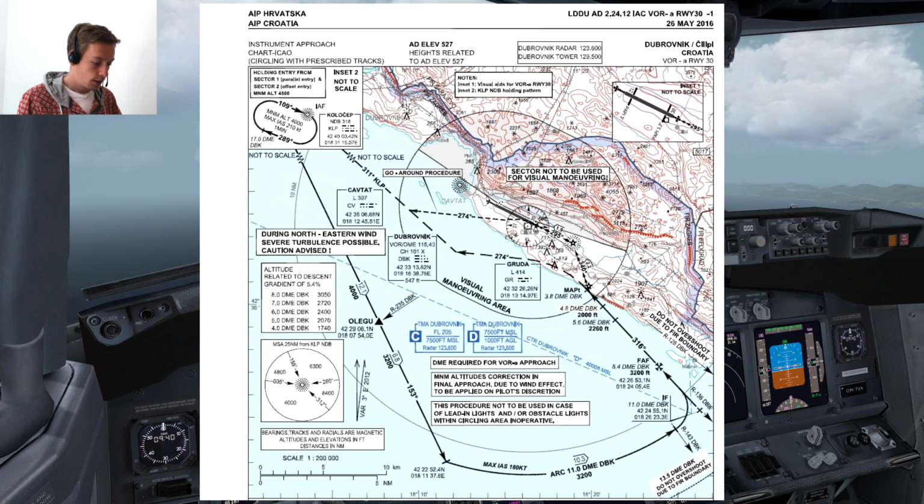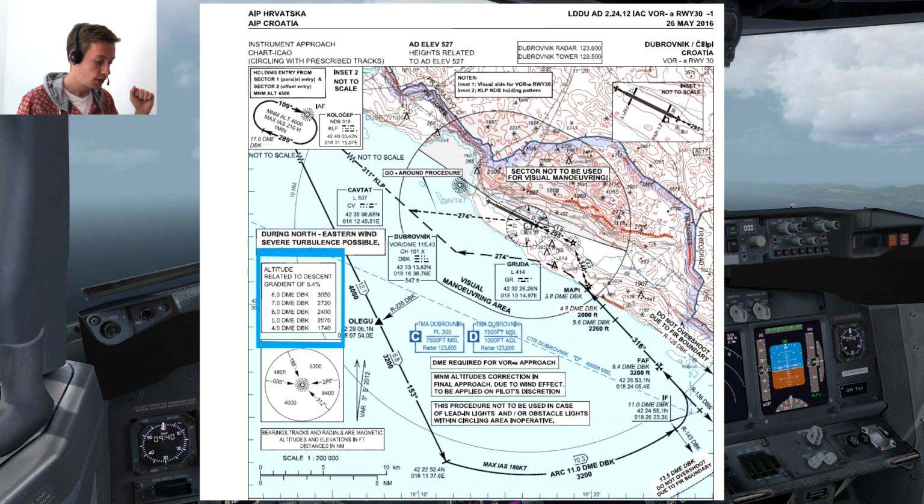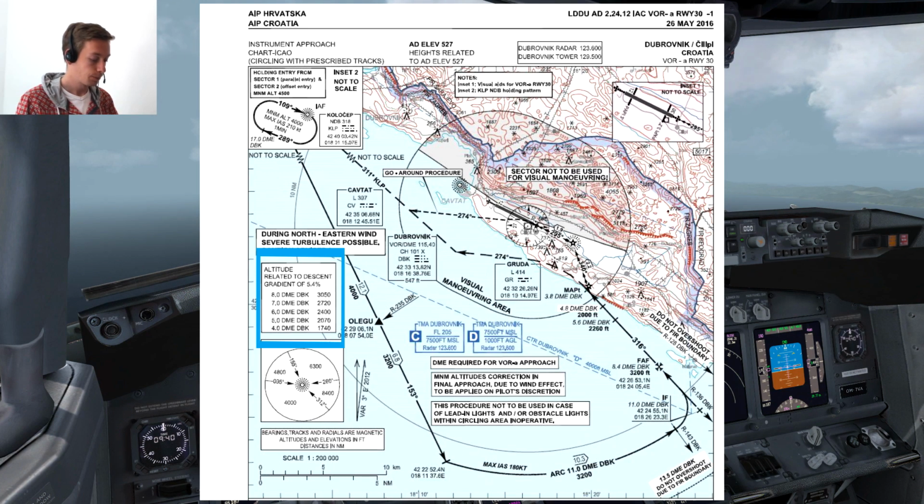Okay, so let's take a look. There's some more information. During northeastern winds, severe turbulence possible. Alright, well, that's okay. I think I've set a normal weather theme right now, so it should not be a huge issue. Altitude related to descent gradient of 5.4%. Okay, so the descent gradient is a little bit higher than normal, which is 5.2 as I said.